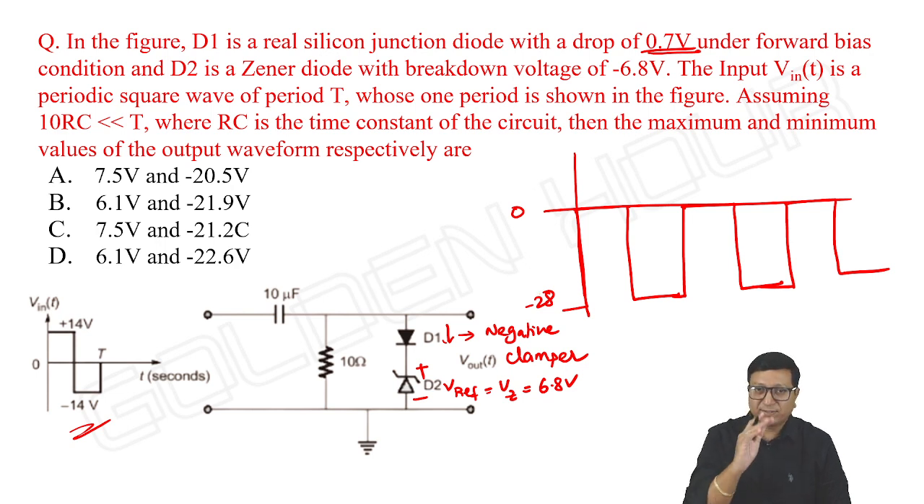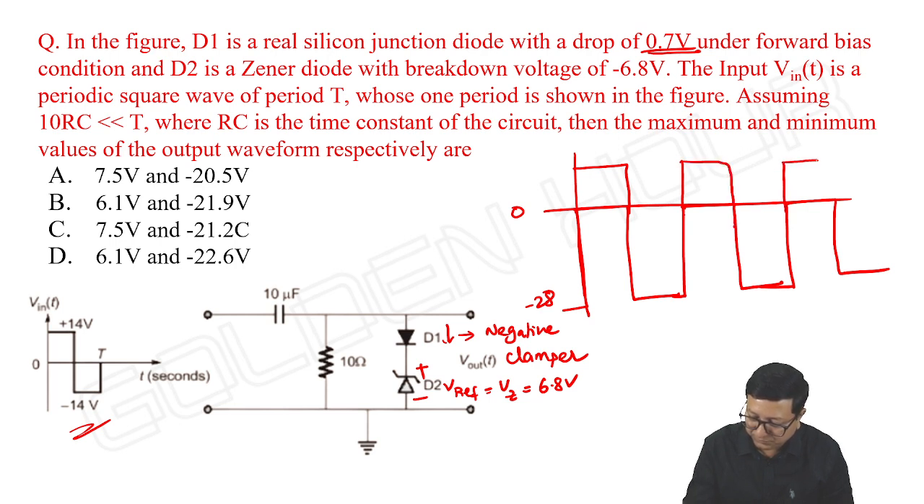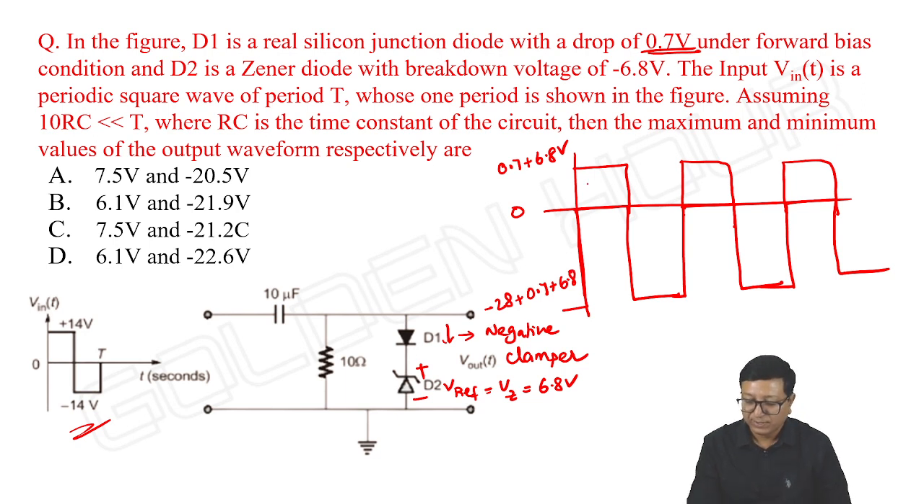So this is the case, but 0.7 and 6.8 both have to be added. So it will go up, something like this. It is no more 0 and minus 28. What is its value? Here, instead of 0, it is 0.7 plus 6.8 volt. And here, what you expect is minus 28, but for which we need to add 0.7 plus 6.8 volts. Anyway, this peak to peak amplitude is 28.